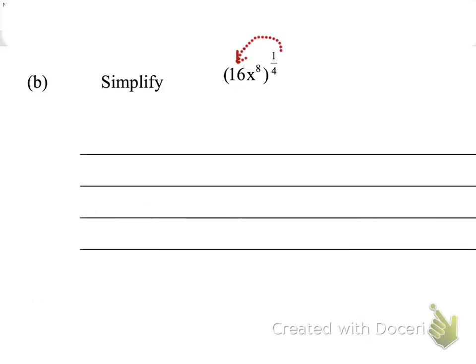For this question, make sure that the quarter, you do the quarter of 16, the fourth root of 16, which is 4, and multiply your powers. And so you get 2x squared is your answer.